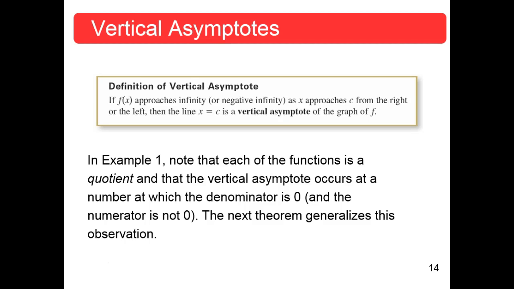The next theorem generalizes that observation. Okay? Now, time out. These functions we're talking about, the quotient functions, these have to be reduced quotient functions. In other words, if you had an x squared minus 1 in the numerator and an x minus 1 in the denominator, you could reduce that. That wouldn't have a vertical asymptote at x equals 1. Okay? But x plus 1 in the numerator and x minus 1 in the denominator would have one. X squared minus 1 would have one.